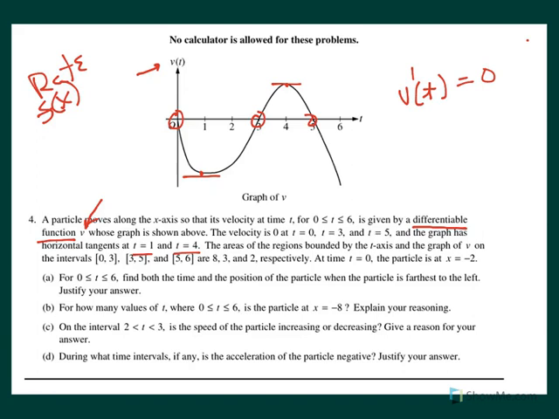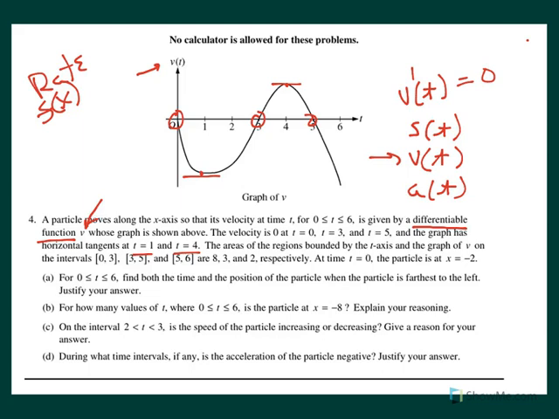Remember the connection between position, velocity, and acceleration. If you have a position model, that tells you where the particle is. If you have a velocity model, that is its rate of change, so how quickly it's moving and in which direction it's moving. And if you have the second derivative of the position function, that's going to be acceleration. So we're dealing with this function here in the graph.